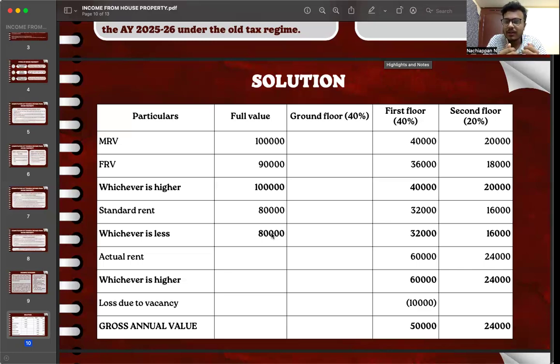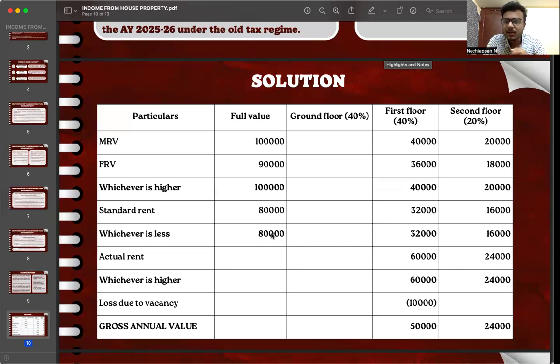Now that we've gotten the expected rent, we have to compare it with the actual rent. In the question itself, it has been given to us that the rent for first floor is 5,000 per month or 60,000 per annum. And for the second floor, it's 2,000 per month or 24,000 per annum that we have taken here. Now, out of the expected rent and the actual rent, we have to take whichever is higher.